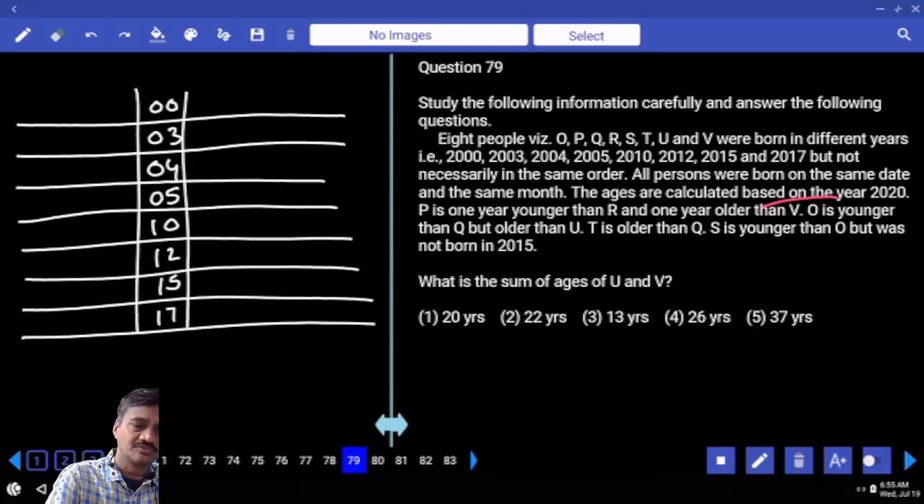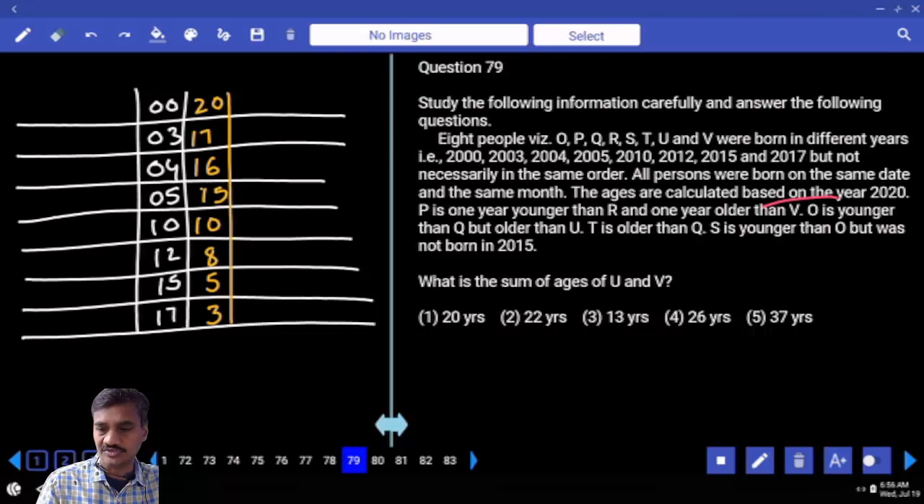The one who was born in the year 2000 will be 20 years by this. And plus 3 minus 3, plus 1 minus 1, next plus 1 minus 1, here plus 5 minus 5, here plus 2 minus 2, plus 3 minus 3, and plus 2 minus 2. These are the years of these persons.